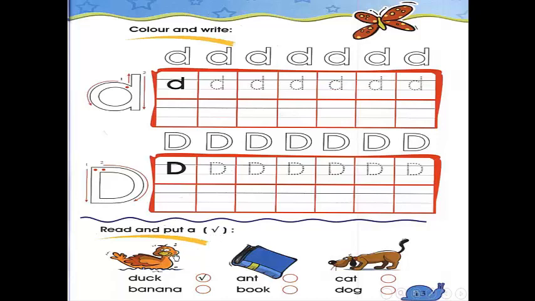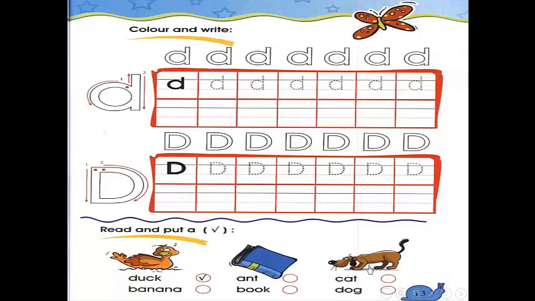Okay, so read and put a check like this. Is this picture duck or banana? Good, it's duck. So check here, duck, the circle. Okay, let us go to the second picture. What is this? Is this ant or book? Good, it's a book. So check here, book. Okay, good.